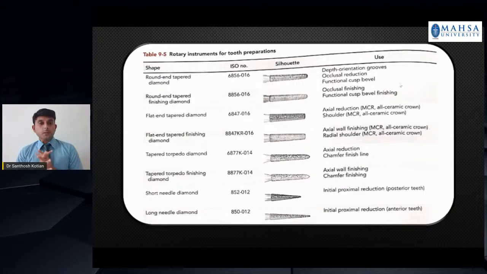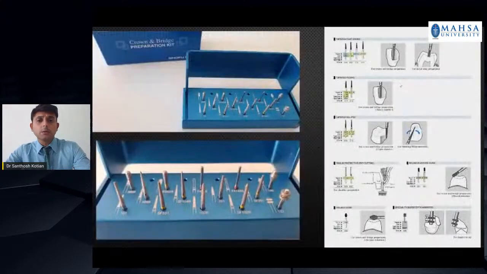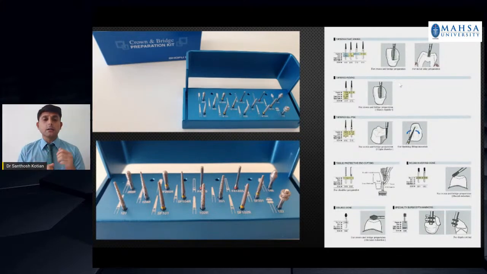The burrs, again, this list is from Schillenberg. There's a nice, beautiful table, which is a list of all the burrs that are required to do a proper crown preparation. You can always refer to this list to choose your burrs. But of course, nowadays, kits are available. All different companies have crown and bridge preparation burr kits ready-made for you. And if you're in the beginning stages of your practice, like for every other material, you will need a bit of trial and error to see what works good for you.